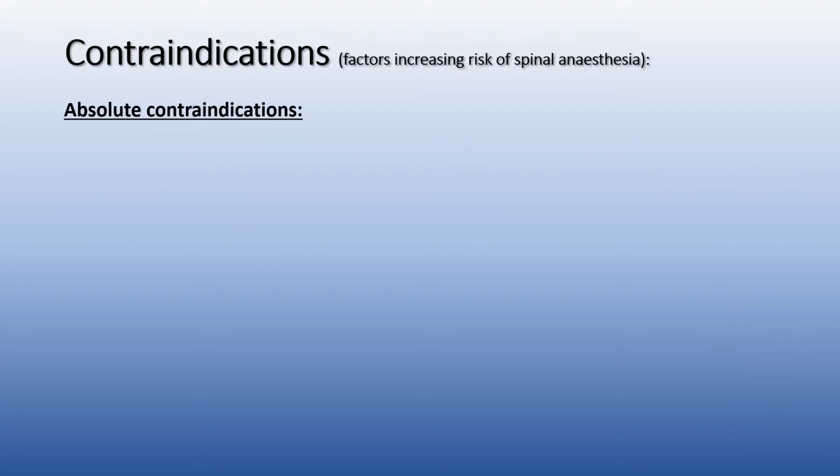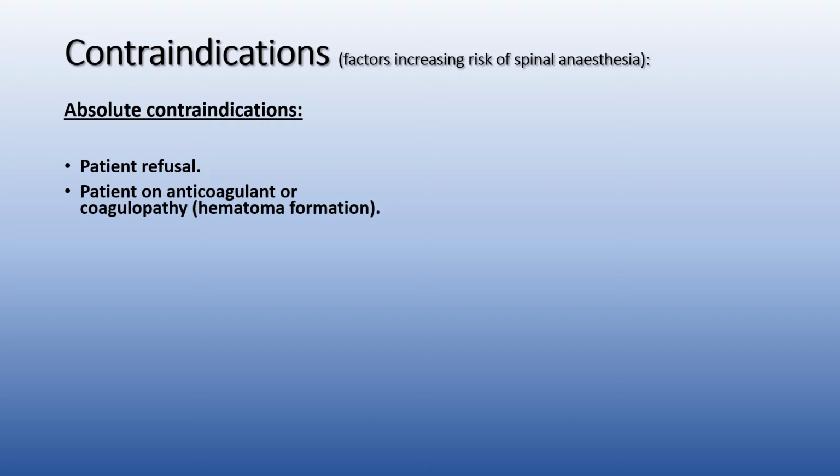Contraindications. Absolute contraindications are patient refusal, of course. Patient on anticoagulant or has coagulopathy, because this will lead to hematoma formation at the site of injection, and this hematoma will compress on the spinal cord. Local and systemic sepsis, because this might lead to meningitis.